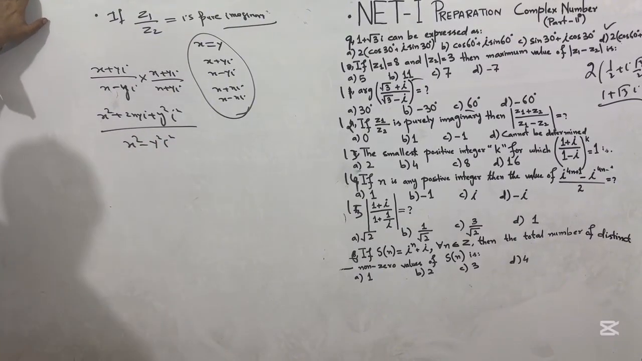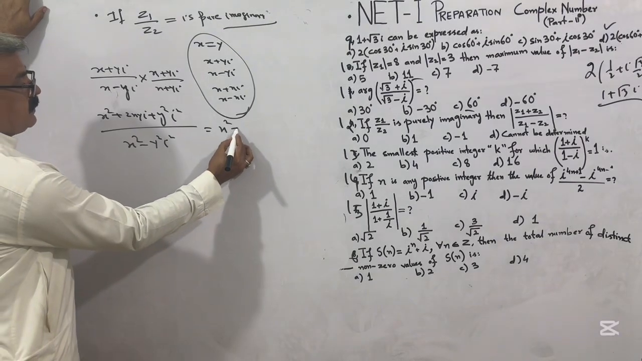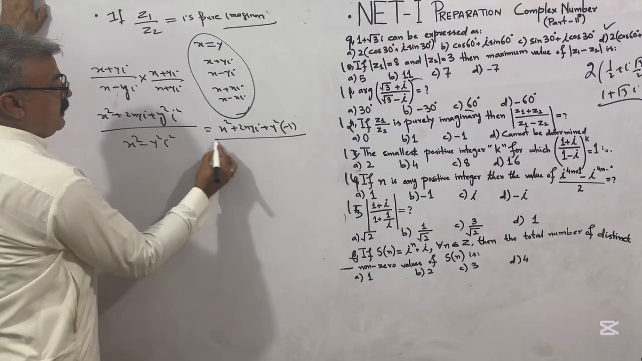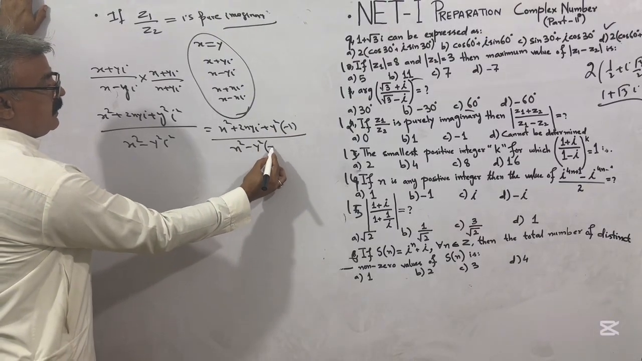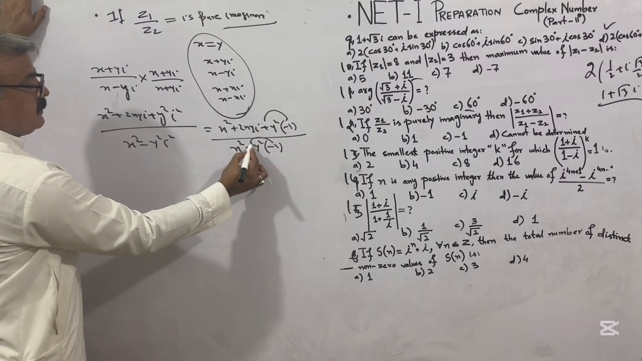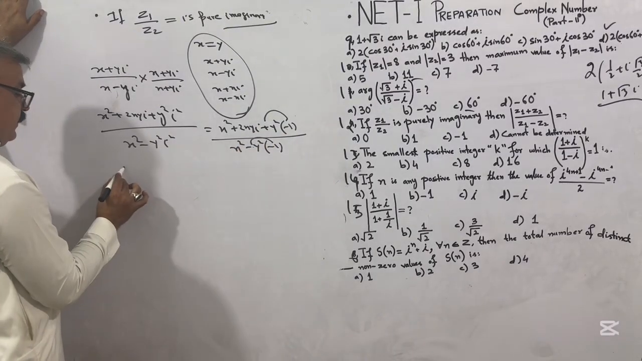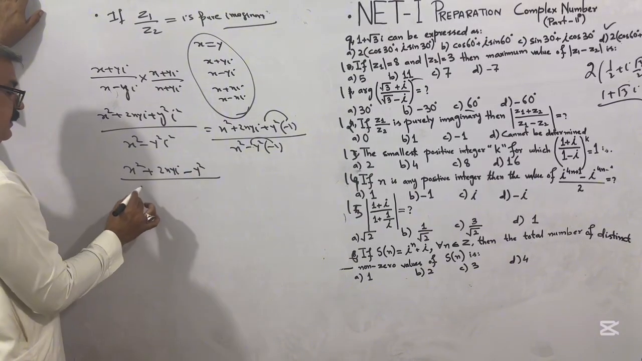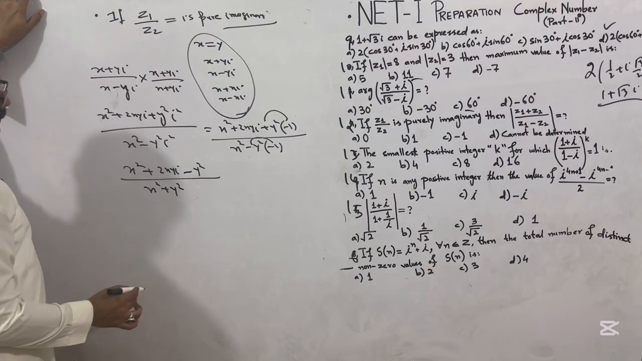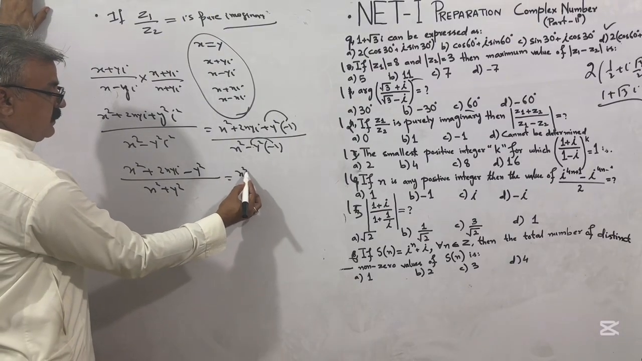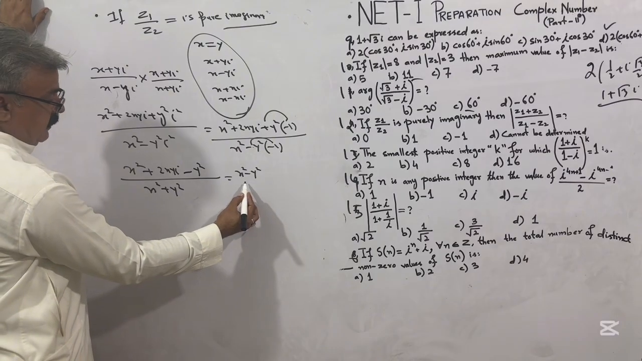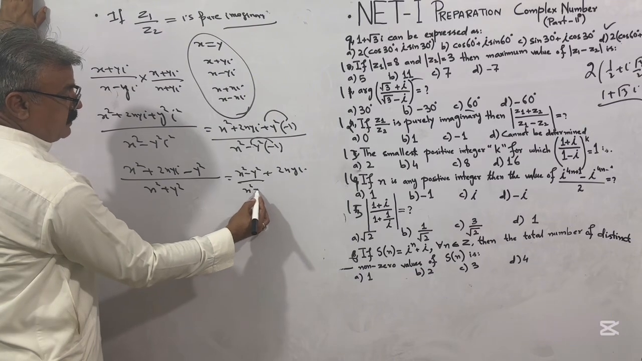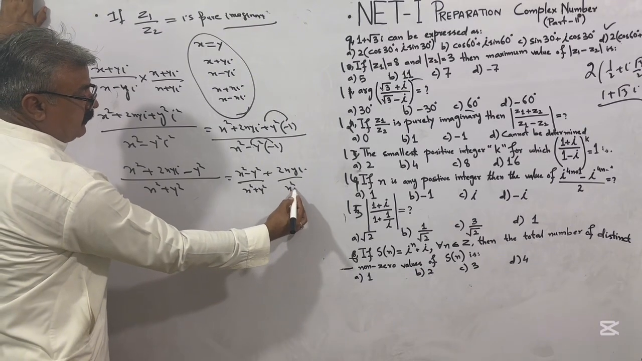Plug in the value of iota square equal to minus 1. We have x square plus 2xy iota plus y square iota square, meaning minus 1. In the denominator, x square minus y square iota square, meaning minus 1, so minus minus is plus. So we have x square plus 2xy iota minus y square divided by x square plus y square. Separating real and imaginary parts, we have x square minus y square plus 2xy iota, dividing separately by x square plus y square for the real part as well as the imaginary part.